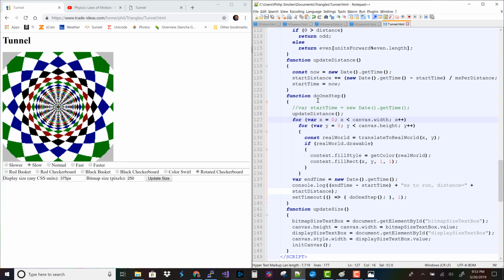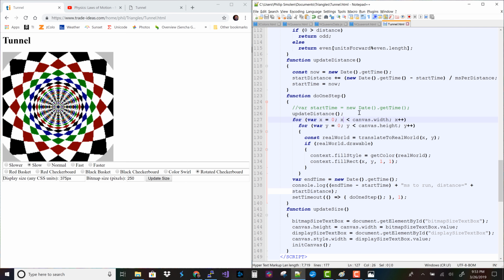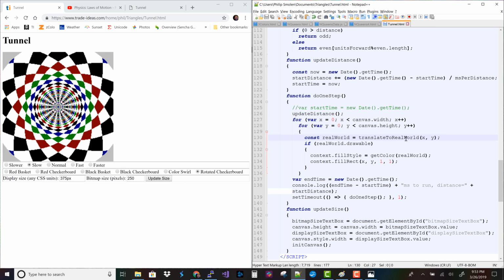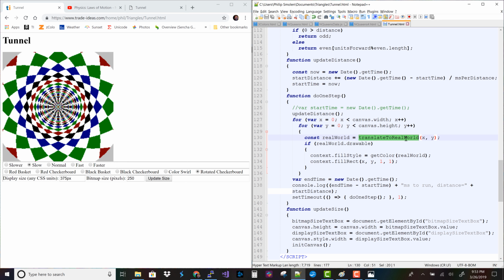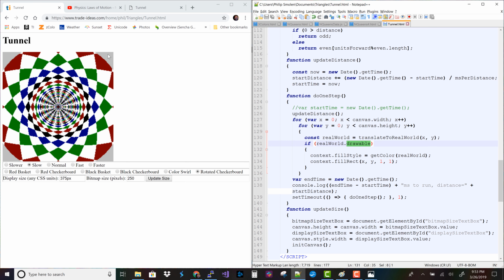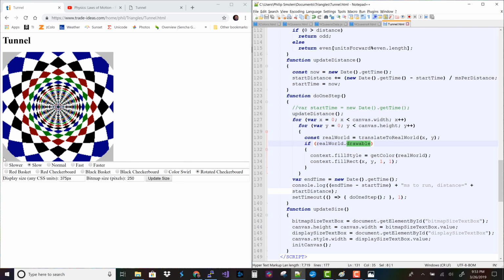And then we just iterate, like I said, we go left to right and up and down. We just look at every single pixel. We've seen all these procedures before. Translate to real world. And it might say that it can't. Those are these edges here that are outside of our field of view.